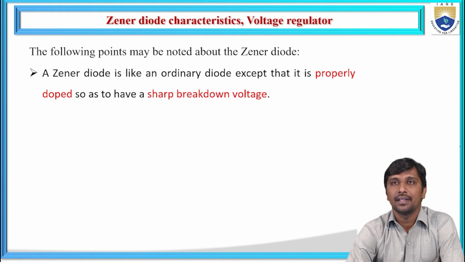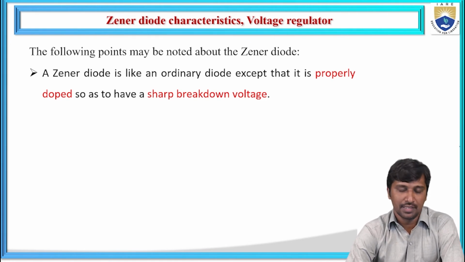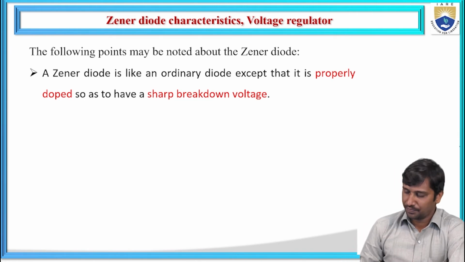So to change the conducting property of the diode, we modify the doping levels. That is the reason to satisfy the properties of the Zener diode. So we need to make sure we concentrate on the doping levels. We need to differentiate the doping levels between the normal PN junction diode and a Zener diode. In a Zener diode, we consider that the doping levels are very high compared with the normal PN junction diode.